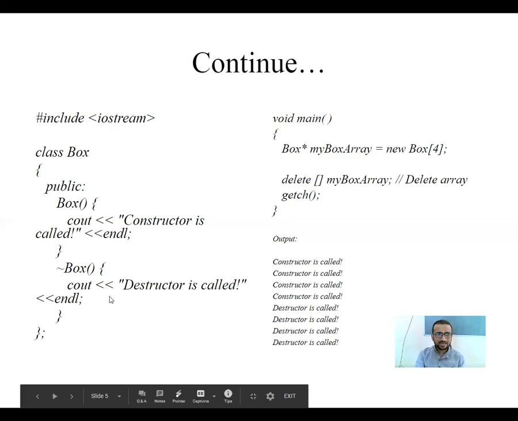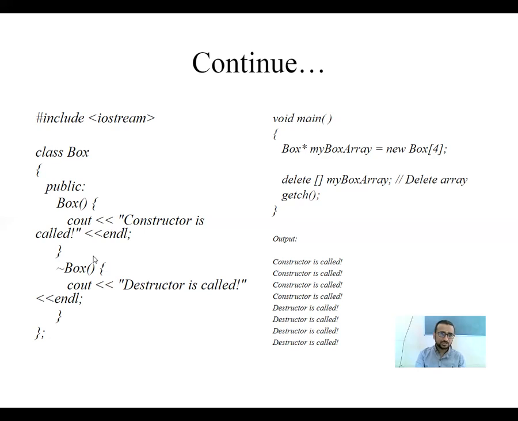So this is the class that we have, which has two member functions, that is, a constructor and a destructor. In the main function, we have created one pointer object, my box array, and we have created the object of size 4.